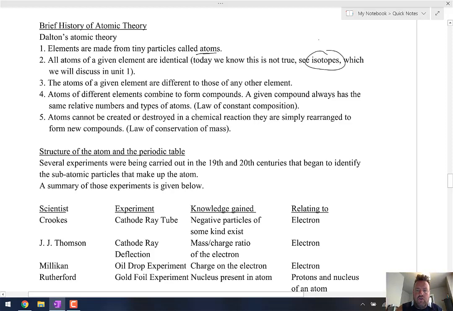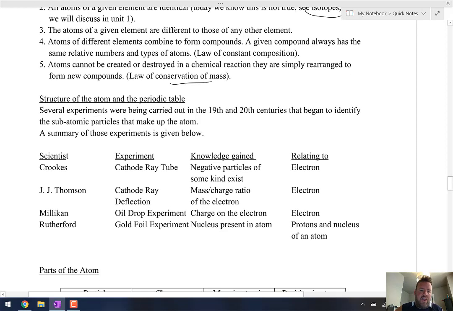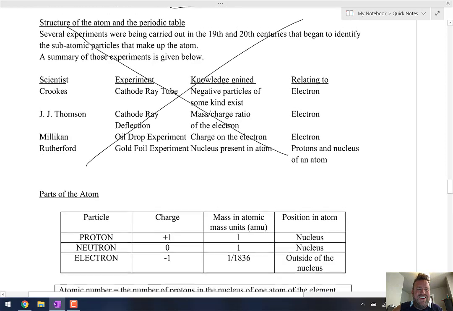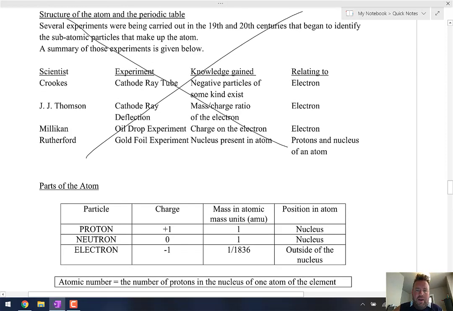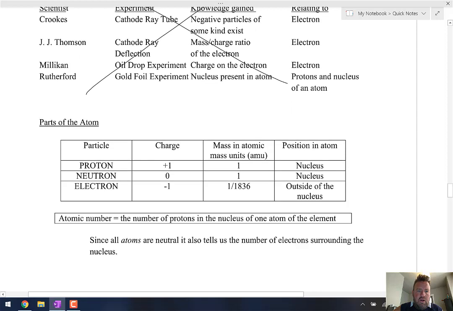We're going to learn about isotopes in Unit 1. The atoms of a given element are different to those of any other element. The atoms of different elements combine to form compounds, and atoms cannot be created or destroyed in a chemical reaction. They're simply rearranged to form new compounds, and that is called the law of conservation of mass. And we're going to learn all about this stuff later on. This stuff right here, I'm not worried about this really at all. It used to be part of the AP stuff. It's not really part of it anymore. Don't worry about that necessarily at all.